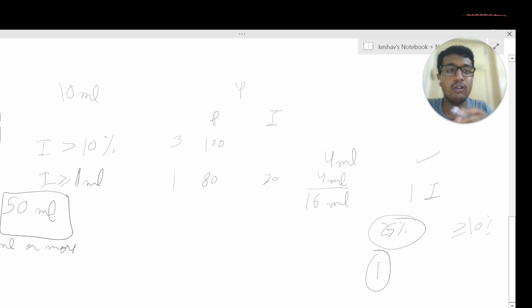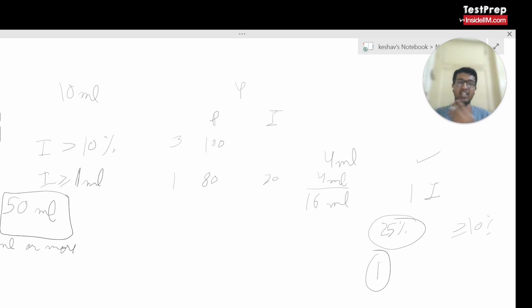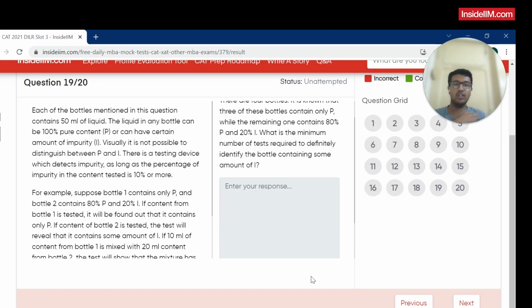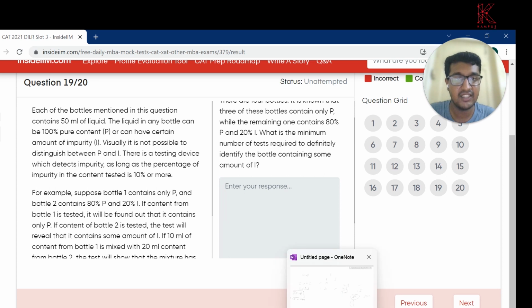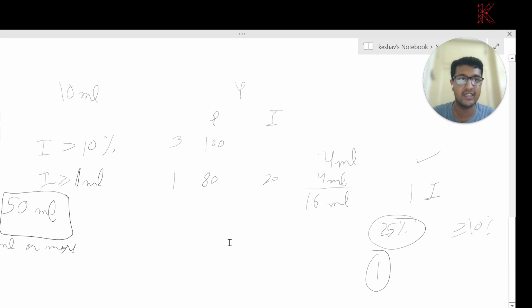Alright. Now they are asking me how many tests again I need to find that impure bottle. This time they are asking me to find the impure bottle, not whether they are collectively ready to dispatch. That question is over. I just need to find which bottle contains some amount of I. So how am I gonna do that?